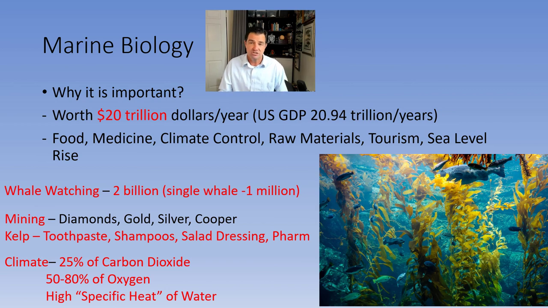Kelp from the ocean is used in a wide range of industries, including the pharmaceutical industry, toothpaste, and shampoos and all that kind of stuff. And the ocean absorbs about 25% of all the carbon dioxide. It is believed that marine organisms produce 50 to 80% of the oxygen we breathe. And water has what we call very high specific heat, and so a large ocean, such as the Pacific or Atlantic, tends to have relatively stable temperatures, on land as well as near the ocean. And so that tends to be favorable.